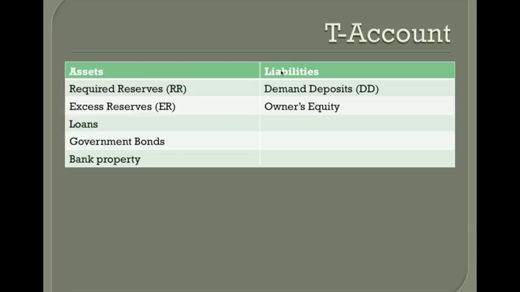Now under liabilities, we've got demand deposits, and demand deposits, that's just a fancy word for like a savings account. So money that you deposit at a bank, the bank owes it to you because if you asked for it back, they would have to give it back to you. And so that's why it's a liability for the bank because they owe it to you. And also the owner's equity. So if the owner of the bank saved some of his money in the bank, in starting up the bank, that would be money that the bank would owe back to the owner.